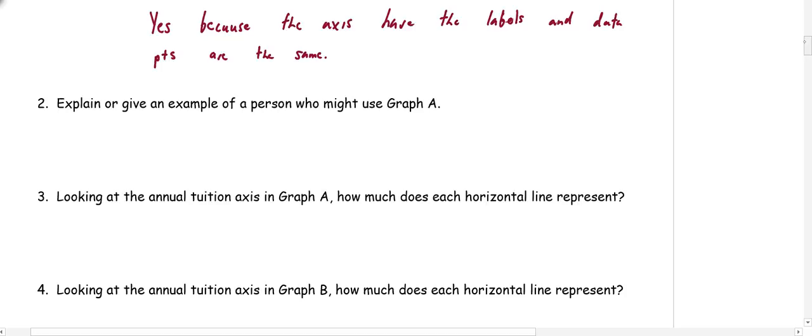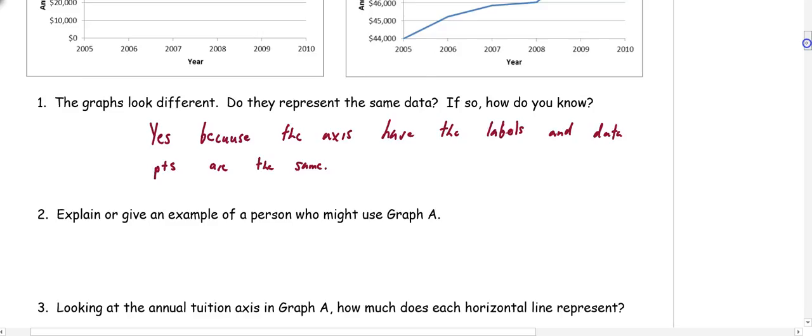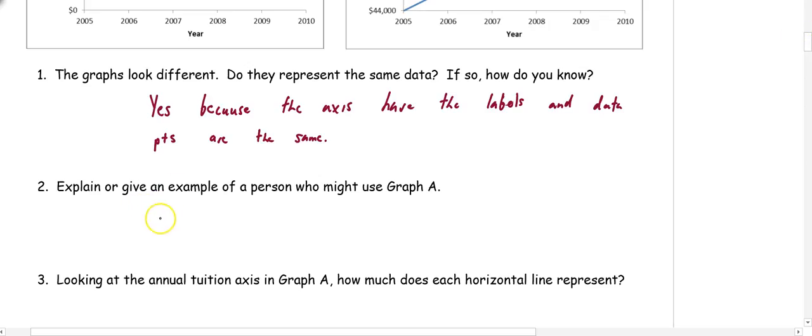Explain or give an example of a person who might want to use graph A. Well, graph A looks like the tuition isn't really going up that fast. So somebody that might want to use that data could be the College Board. They want to show, oh, the money's not going up that high. You know, our school is still kind of cheap. We're not really raising the money a lot.